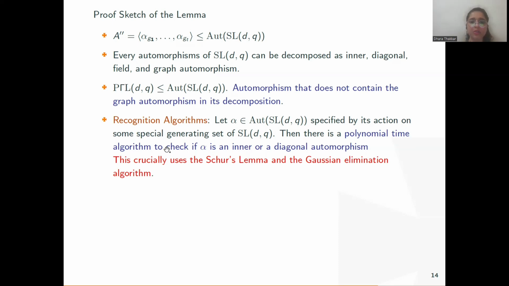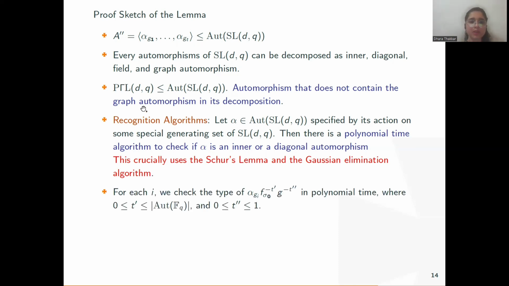Now, this recognition algorithm crucially uses certain theorems from representation theory, for example Schur's lemma, and the correctness of this algorithm depends on Schur's lemma. It also uses the Gaussian elimination algorithm. Now, suppose we have this recognition algorithm. For each i, we consider the composition of these three automorphisms: alpha g_i, then field automorphism, and graph automorphism. In polynomial time, we can check the type of this composition map. It is an automorphism of SL(d,q), and we can check its type.